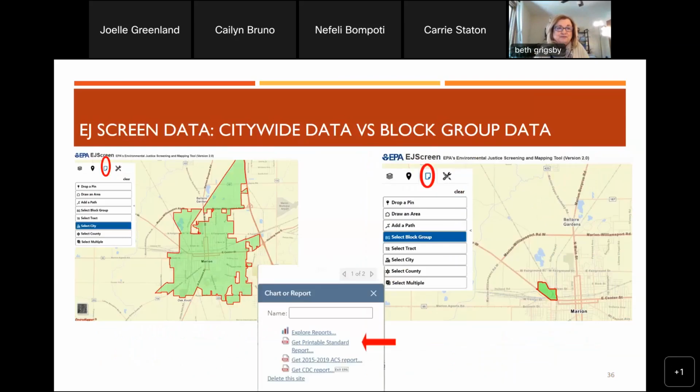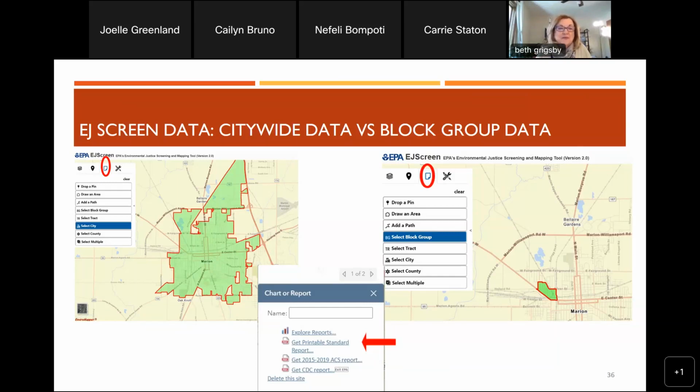Next slide, please. So here again, EJ Screen data. What I'm trying to highlight here is that it's really important if you drill down. On the left side, we've got the city of Marion, Ohio, and they have a population of 35,000. But to the right, you see a block group that's defined, and that's the area where the priority brownfield was set. Then you get a printable standard report. In this case, it would be two reports.